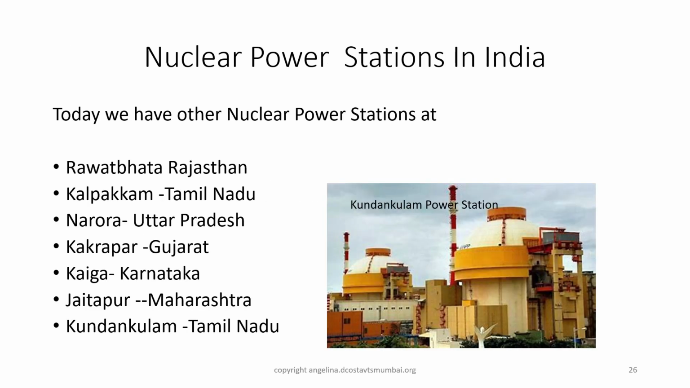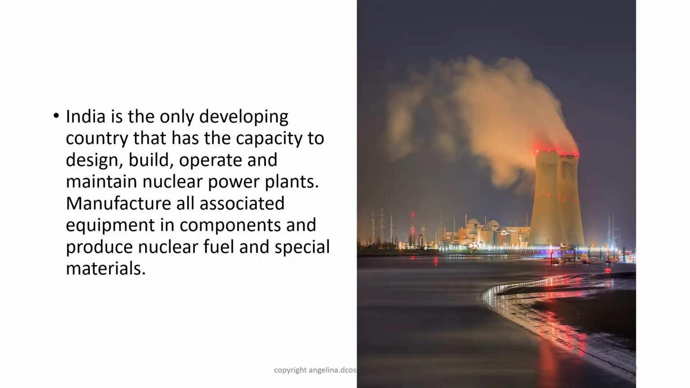These are the following nuclear power stations in India: Rawatbhata in Rajasthan, Kalpakkam in Tamil Nadu, Narora in Uttar Pradesh, Kakrapar in Gujarat, Kaiga in Karnataka, Jaitapur in Maharashtra, and Kudankulam in Tamil Nadu. The picture you see at the side is Kudankulam Power Station. India is the only developing country that has the capacity to design, build, operate and maintain nuclear power plants, manufacture all associated equipment and components, and produce nuclear fuel and special materials.